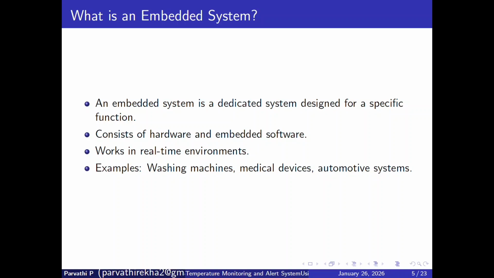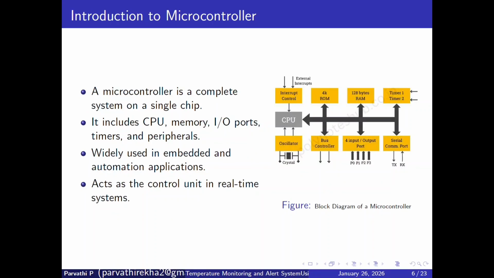So you can see a block diagram of the microcontroller here. Here you can see the CPU, the interrupt control, where we can set the priority of the interrupts according to our needs, and we can see read-only memory and random access memory, timers, and oscillators for setting the clock.